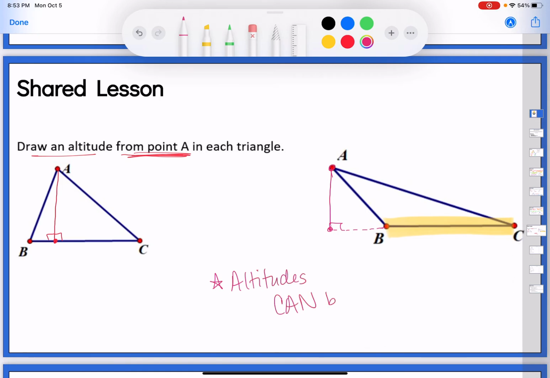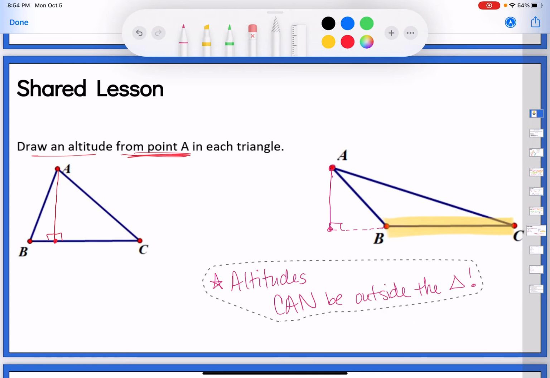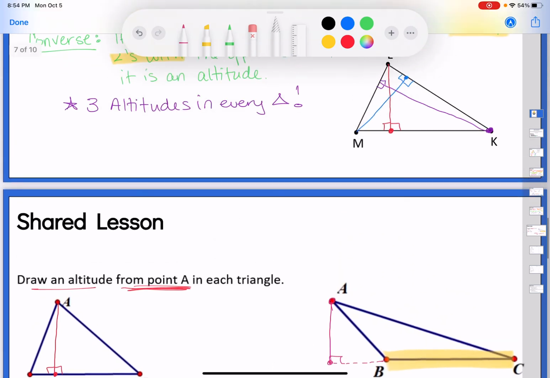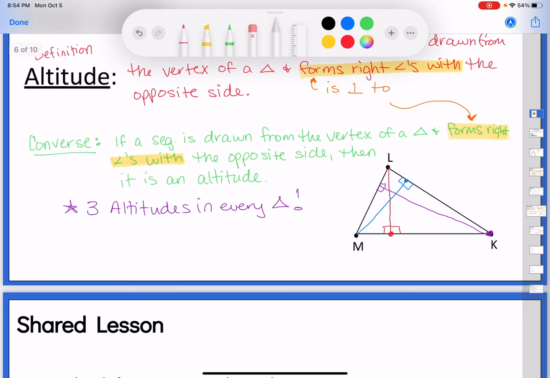All right, so altitudes can be outside the triangle. That's a little bit of a tricky thing to wrap your brain around. So just keep that in mind. All right, and I'm going to actually take this and we're going to copy it and we're going to put it back up on this first slide here too, just so that you have it in more than one place. Altitudes can be outside the triangle. And there are 3 altitudes.